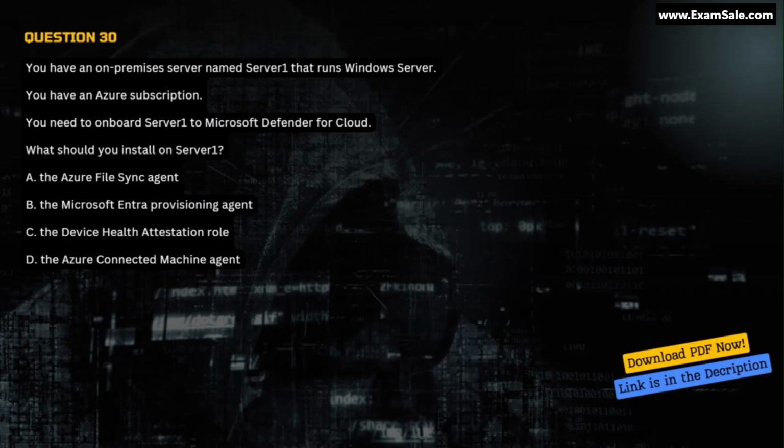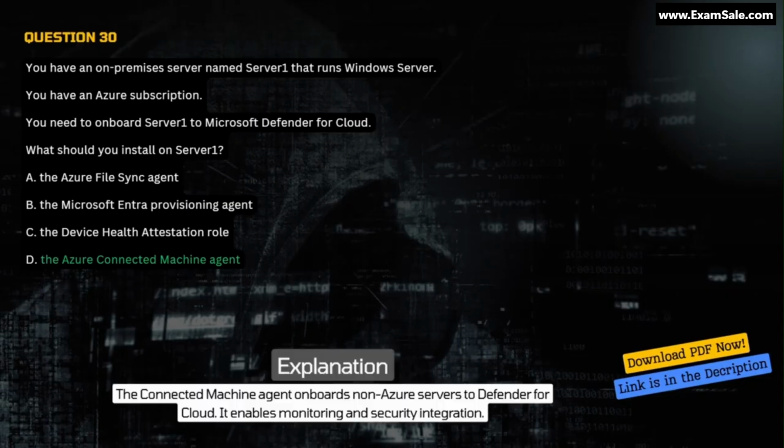A. The Azure File Sync agent. B. The Microsoft Entra Provisioning Agent. C. The Device Health Attestation role. D. The Azure Connected Machine agent. Correct answer D. The Azure Connected Machine agent. Explanation. The Connected Machine agent onboards non-Azure servers to Defender for Cloud. It enables monitoring and security integration.